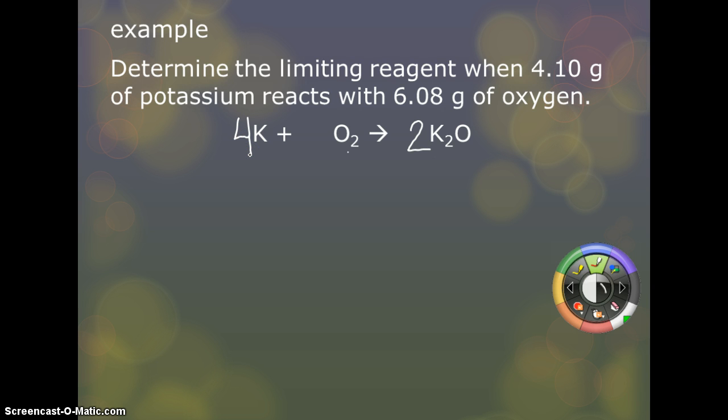All right, so let's just start with the potassium. It's first in the list. So 4.10 grams of potassium. Now, because you have grams, grams always has to be turned into moles. So 1 mole of potassium. And potassium weighs 39.